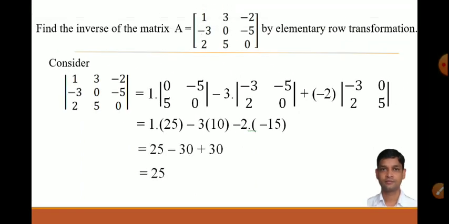Okay. Now, the determinant is 25. This is not equal to 0. Therefore, A inverse exists. Now, A inverse exists, so we will start with the definition of A inverse to find the inverse by row transformation. The definition is A into A inverse is identity. So, replace A and the identity matrix by their appropriate values.